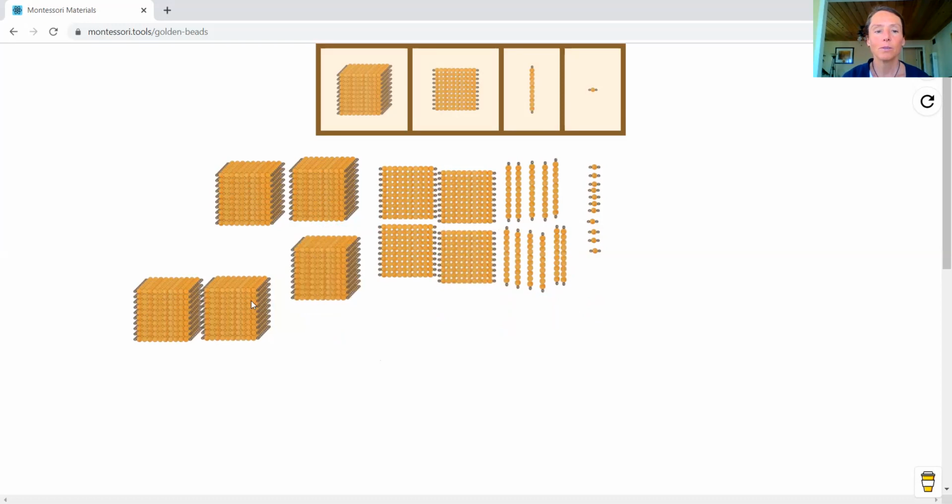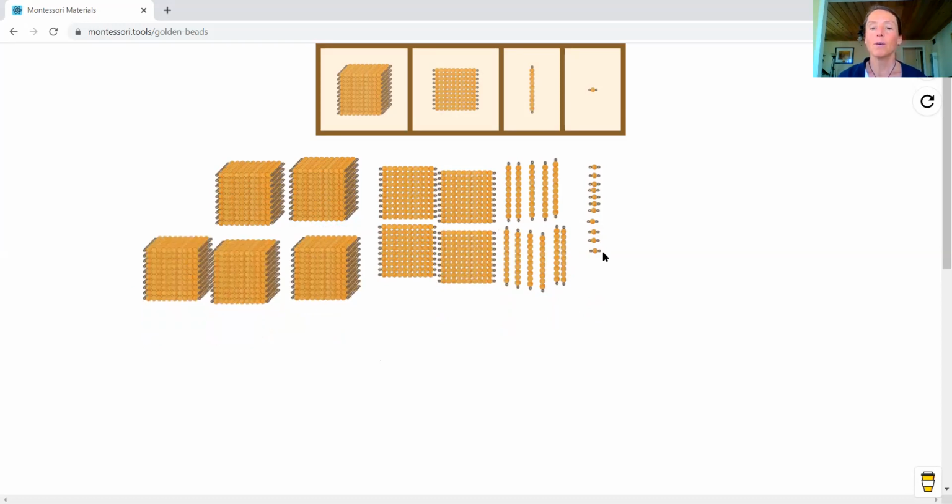And so we've added these together. They're all put together. Now we can only have up to 9 in each category. So if it goes to 10, that means that I need to carry that over, and I'm going to exchange the 10 for a 10 bar. So I'm going to look here and I'm going to count my units. I have 1, 2, 3, 4, 5, 6, 7, 8, 9, 10, 11.